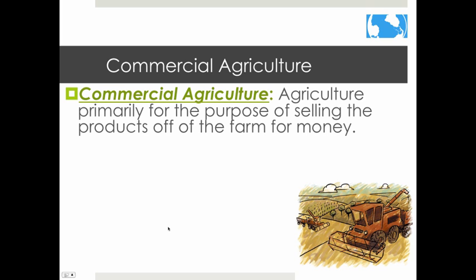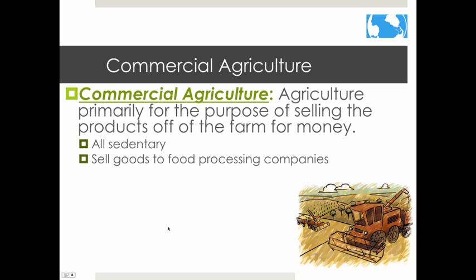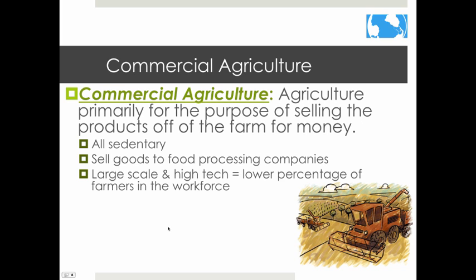Commercial agriculture is farming for the purpose of selling that crop or livestock for profit. Pretty much all commercial agriculture is sedentary. Typically, they're going to take their product and they're going to sell it to a food processing company who is going to do something to that raw product. That is a secondary economic sector, and they are then going to sell that product. It's usually large scale and high tech, although it involves a lot fewer farmers.